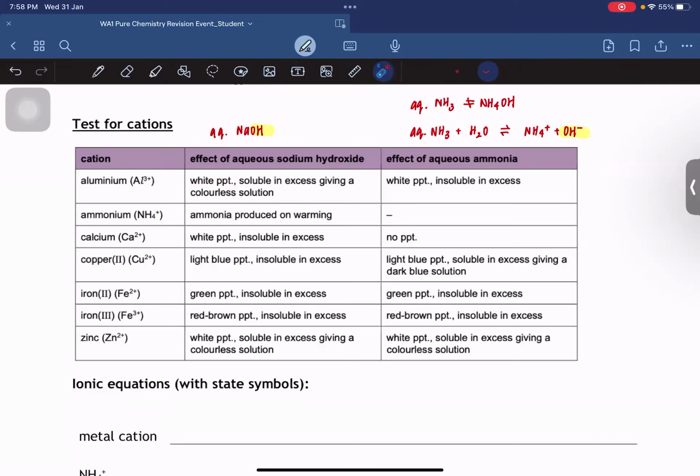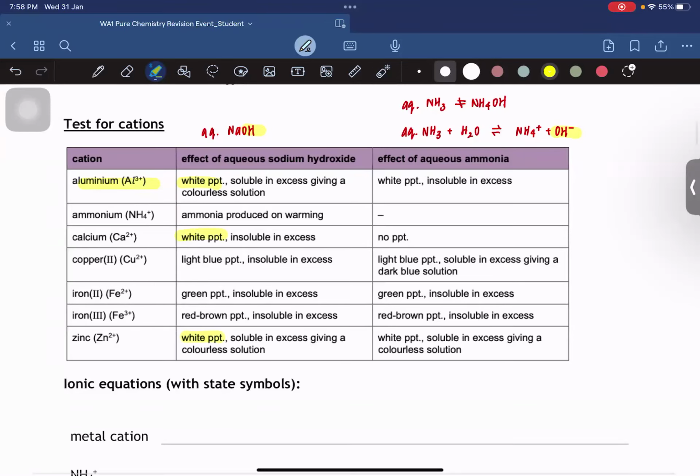To remember the cation table, I remember it based on colors. You guys may have some other ways to memorize, or no choice, go and buy your pen and highlight the alphabets there, okay? But for me, how I remember it is based on color. Those that form white precipitates would be aluminium, calcium, zinc. Last time there was lead, but it's taken out of the syllabus already, so you don't have to remember lead.